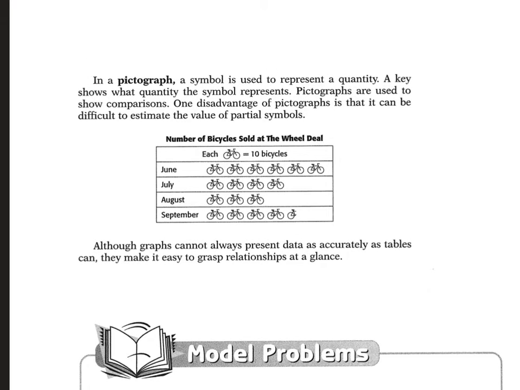In a pictograph, a symbol is used to represent a quantity. A key shows what quantity the symbol represents. Pictographs are used to show comparisons. One disadvantage of pictographs is that it can be difficult to estimate the value of partial symbols. Although graphs cannot always present data as accurately as tables can, they make it easy to grasp relationships at a glance.